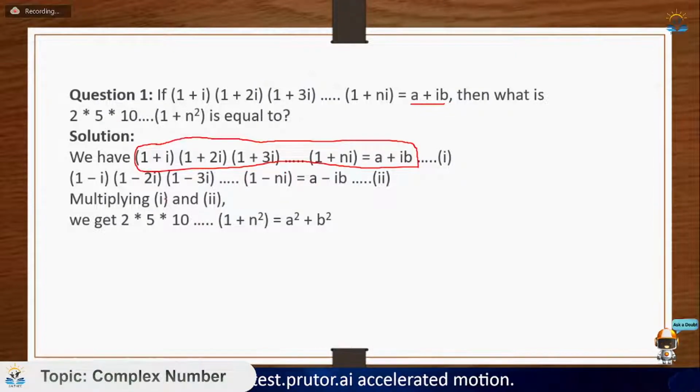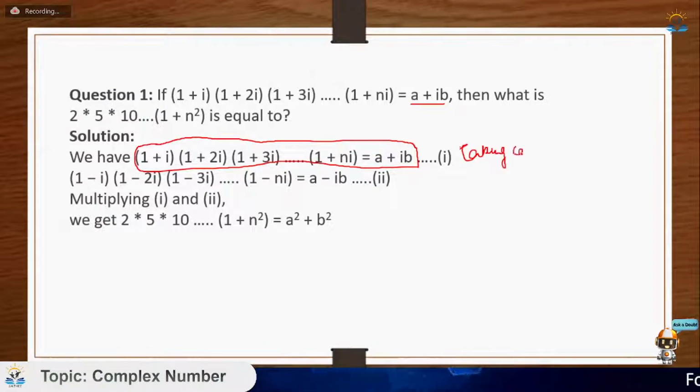Okay, so what will I do? I will take the conjugate on both sides. Taking conjugate both sides.